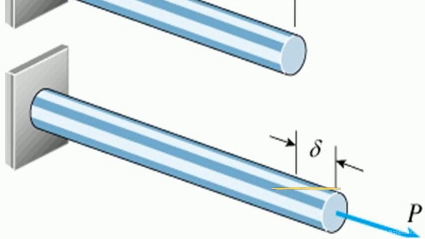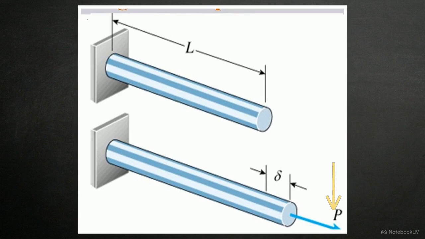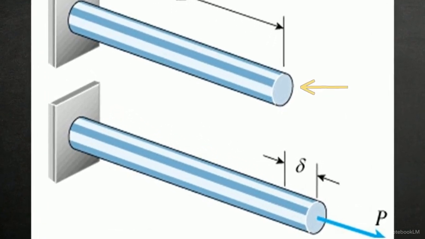Let's break down the variables shown here. Delta represents the total elongation. To find it, we multiply the external pull, P, by the original length of the bar, L. Then we divide that by the cross-sectional area, A, multiplied by E, the material's Young's modulus.